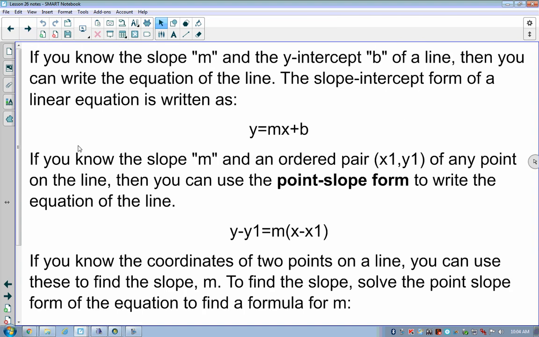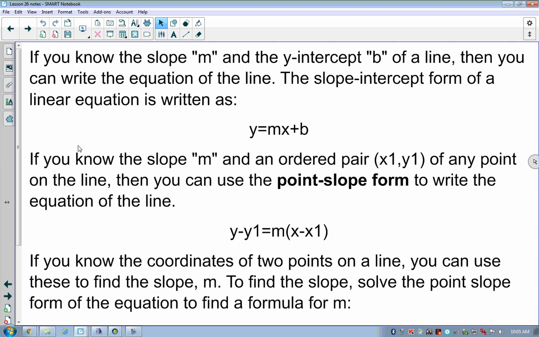All right, so if you know the slope m in the equation y equals mx plus b, and the y-intercept is b, then you can write the equation of a line. The slope-intercept form of a linear equation is y equals mx plus b. How many of us knew that before we came in here? 1, 2, 3, 4, 5, 6. Okay, so everybody then. We're just kind of slow to raise our hands.